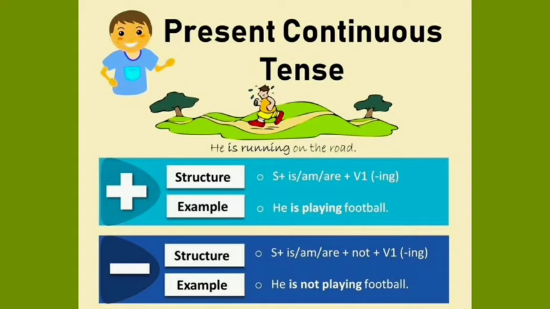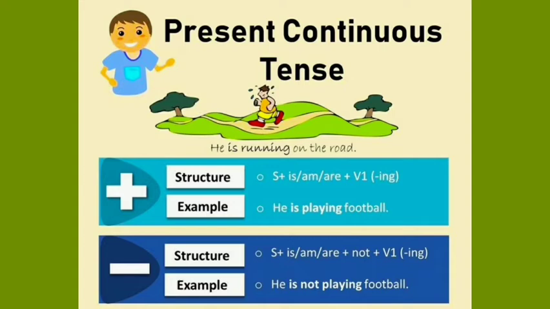So the sentence structure for affirmative sentence will be like this: subject, and as per the subject you have to put the be verb am or is or are, plus V1. V1 refers to the first form of the main verb with ing, as it is present continuous tense. For example, he is playing football.